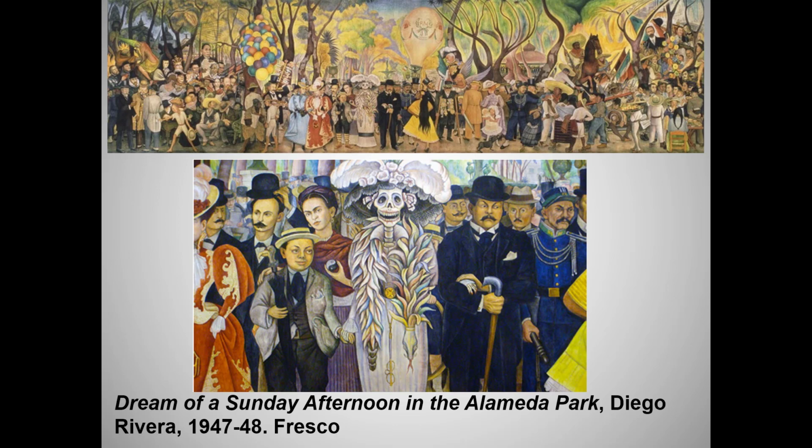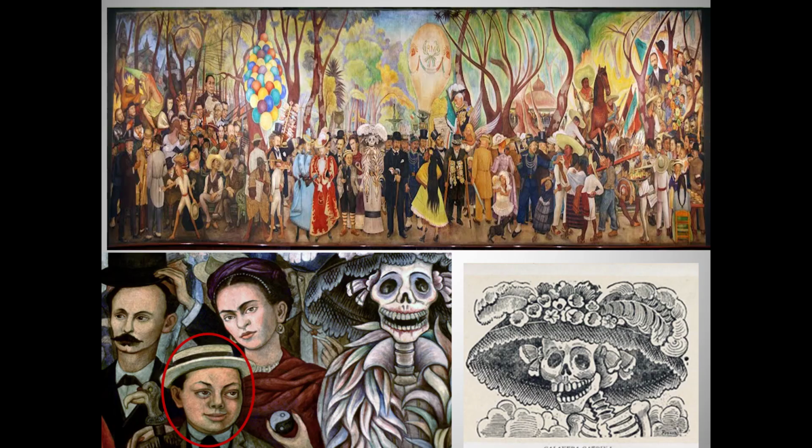So let's hear from our second to last presenter. In this painting, hundreds of characters from 400 years of Mexican history gather for a stroll through Alameda Park, Mexico City's first city park, which was built on the grounds of an ancient Aztec marketplace. Rivera, I've circled him in red below, portrays himself as a child standing against a backdrop of Mexican history.